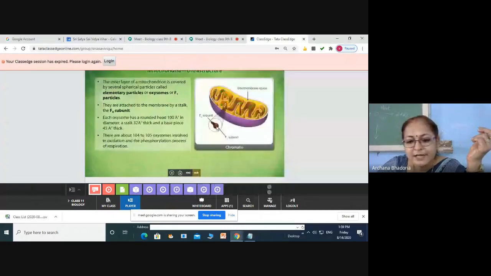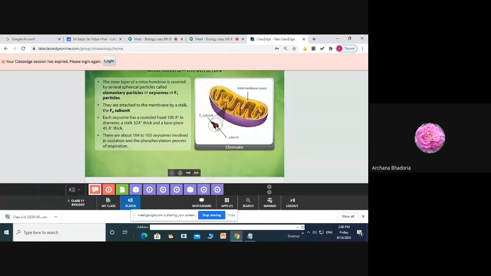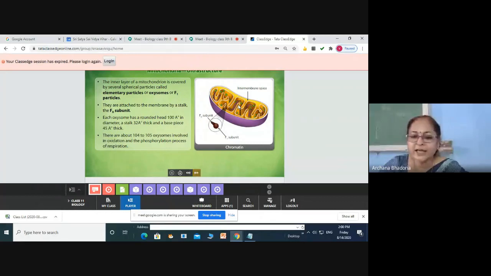This F0 subunit and F1 subunit. Could you see this? On the cristae, we find these small structures which are known as F1 particles or oxysomes. The cristae have oxysomes or F1 particles, and they consist of a stalk-like structure, that is F0, and then the F1 part, the globular head. So the cristae have the F1 particles. You write down that way.